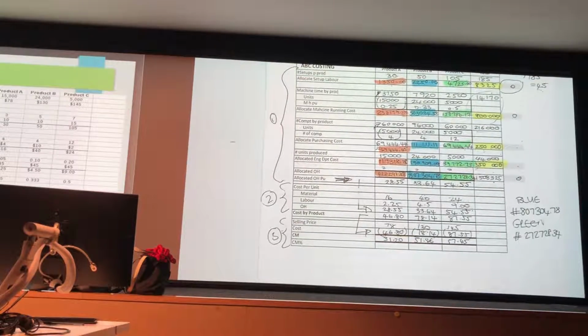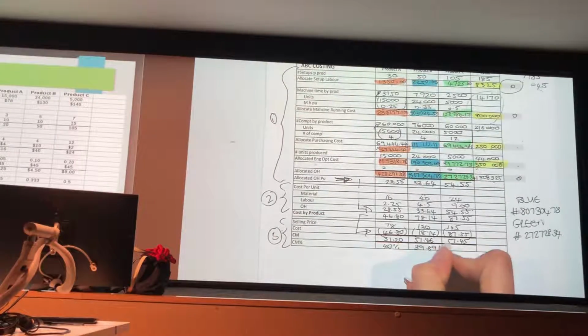Calculating our contribution margin percentage, we would take our 31.2 divided by the 78. We round to the nearest full decimal. In this case, it's 40%. If we go 51.86 divided by 130, which is our selling price, we get a contribution margin of 39.89%. In the test, you would give that to me as 40%.